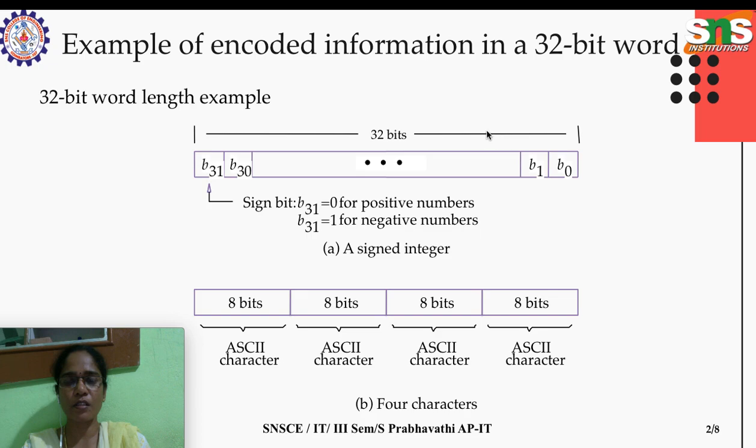So for integers, the last bit is the most significant bit, and this one we will say is the least significant bit and this is the most significant bit. This most significant bit will represent whether the number stored in these 31 bits is a positive number or a negative number. So we can store positive and negative numbers in this memory.